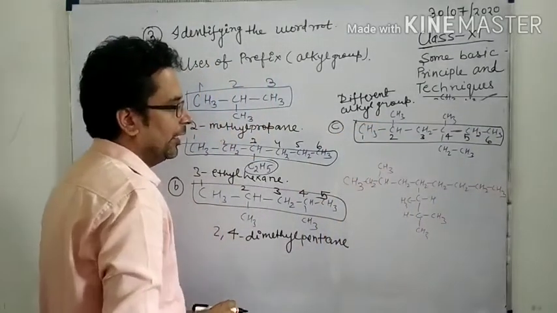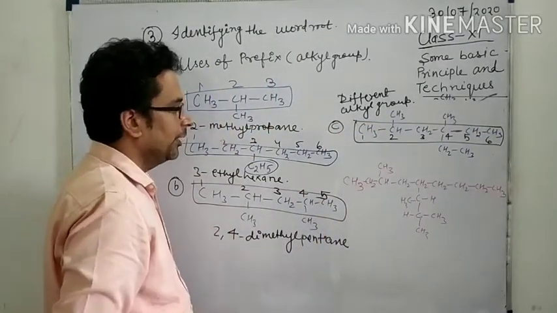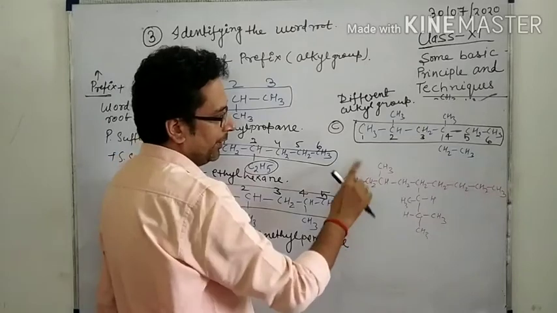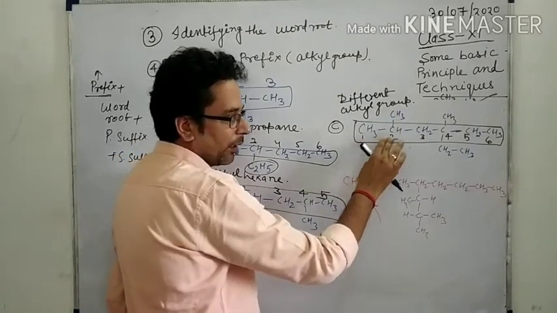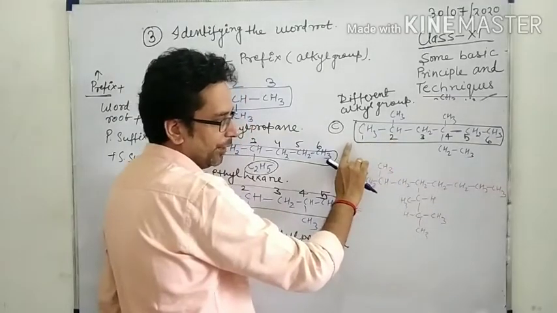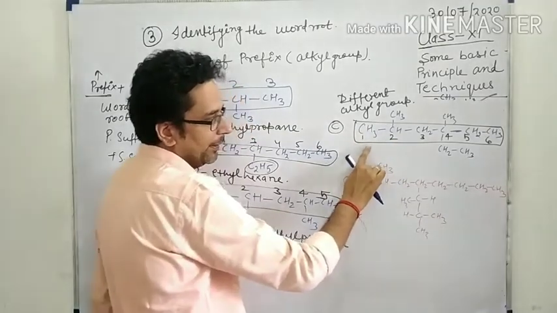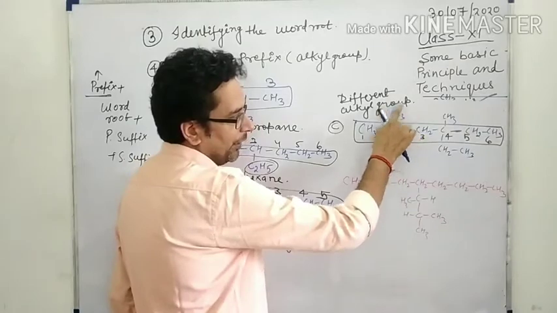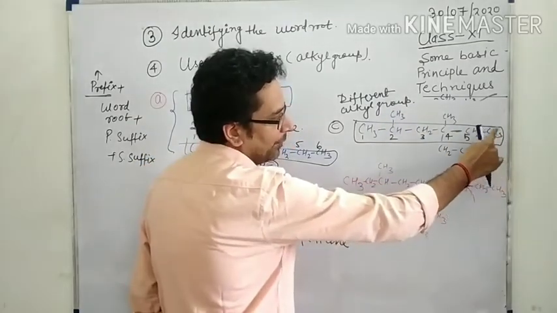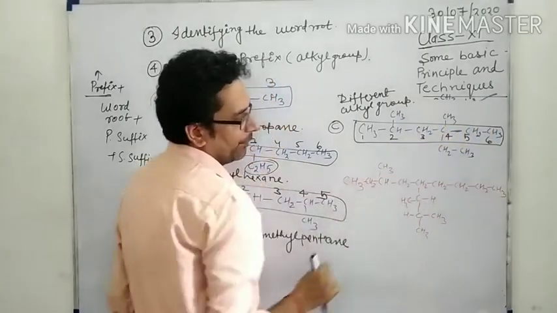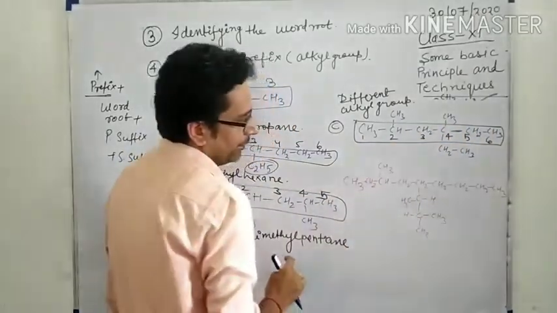Okay, this is the longest carbon chain, and in the longest carbon chain, why do we number from this side? Because the side chain should come first. When we number from the left side, the position of the side chain is second. If we number from this side, then the positions of the side chains are 1, 2, 3. That is why we number from here.